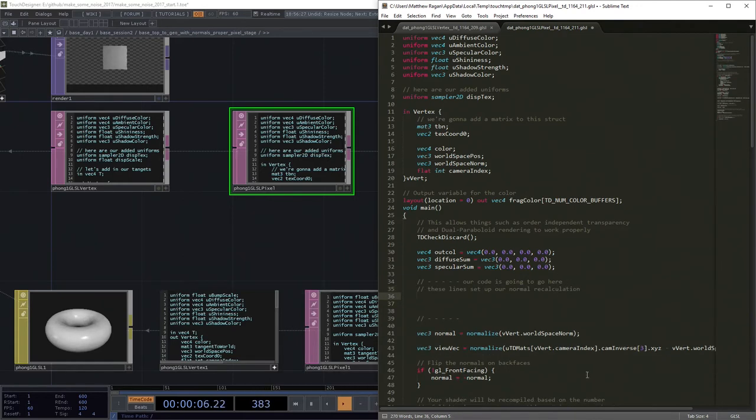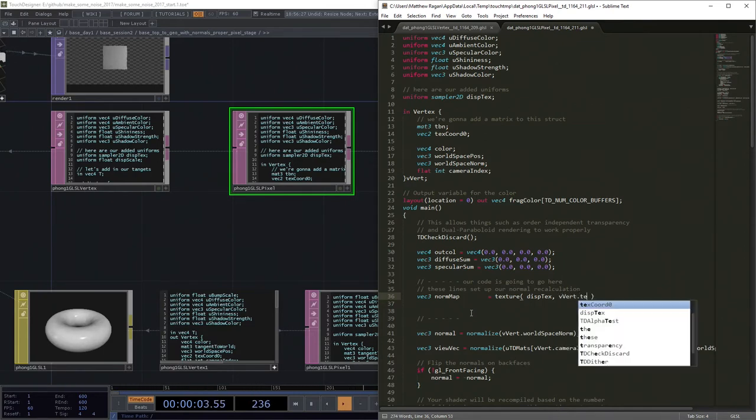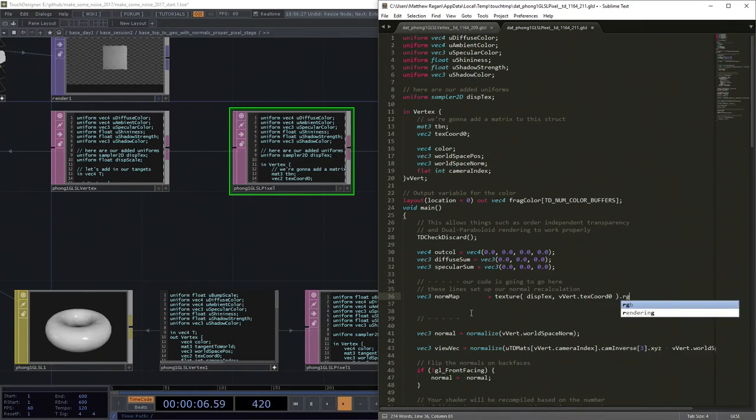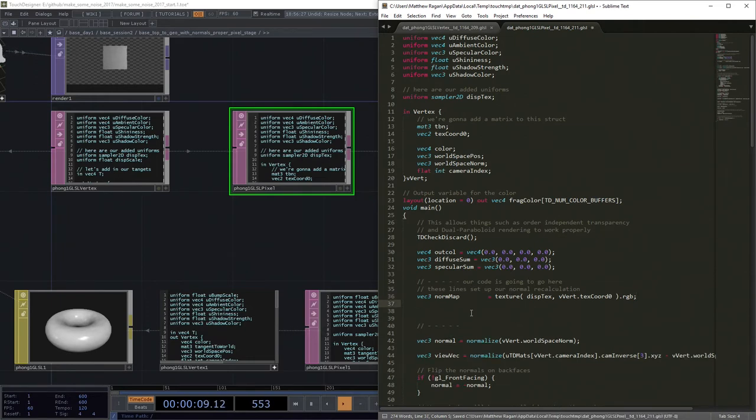Okay, so what are we going to do? First, let's make a vec3 that's our normal map. We're going to use the same texture technique that we learned before. In this case, we're going to use that displacement texture. For our texture coordinates, we're going to use vvert, and take advantage of that texcoord0 that we passed over. And we only want RGB, we don't want to worry about alpha, since we're already using that alpha channel in the vertex stage to do our height displacement. Okay, that's looking good so far.